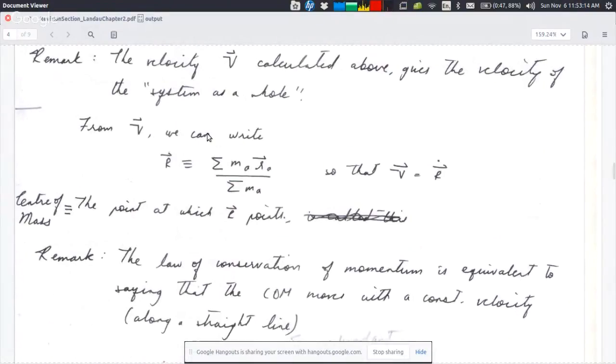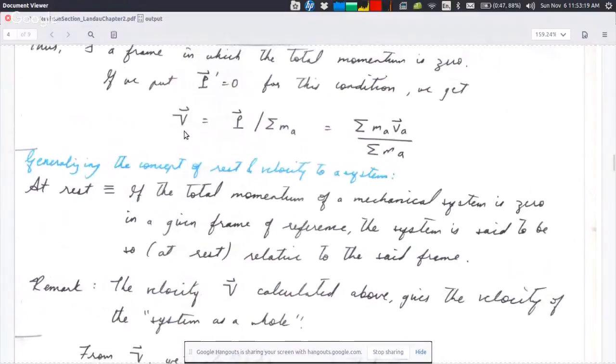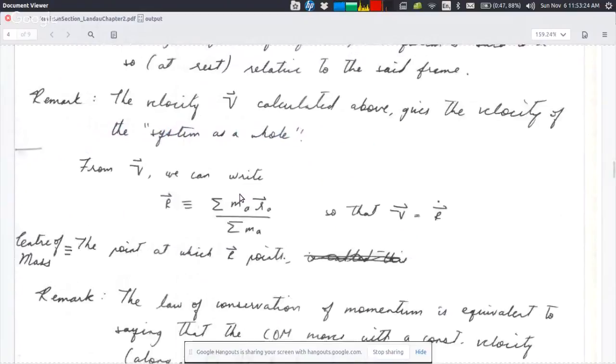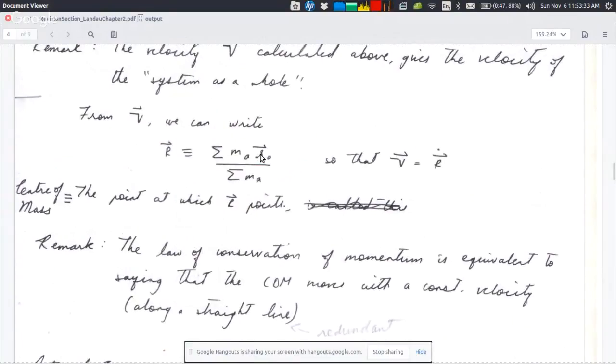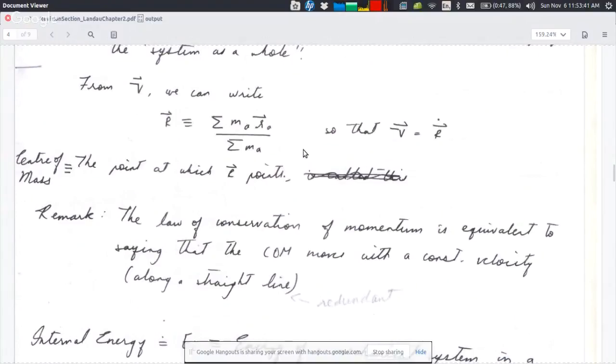So from V we can write R. He's doing it backwards. He's first defining what the velocity of the whole system should be thought of as, which is to go to a frame in which the momentum is zero. Then from that, find the velocity of the system. From that velocity, he is now back-constructing the position of the particle or the system, which is given as this. It's very nice to look at it one more time; it brings a smile to my face. So that V is equal to R dot. The center of mass is the point at which R points, so that is the center of mass by definition.